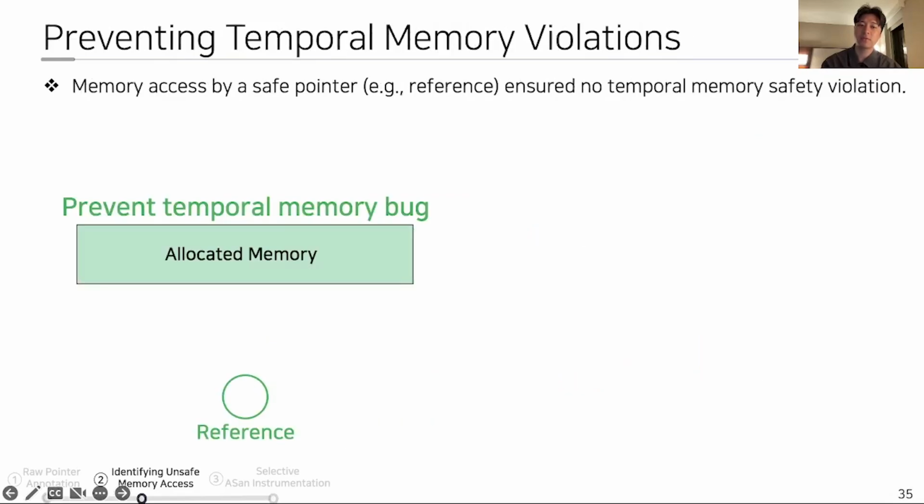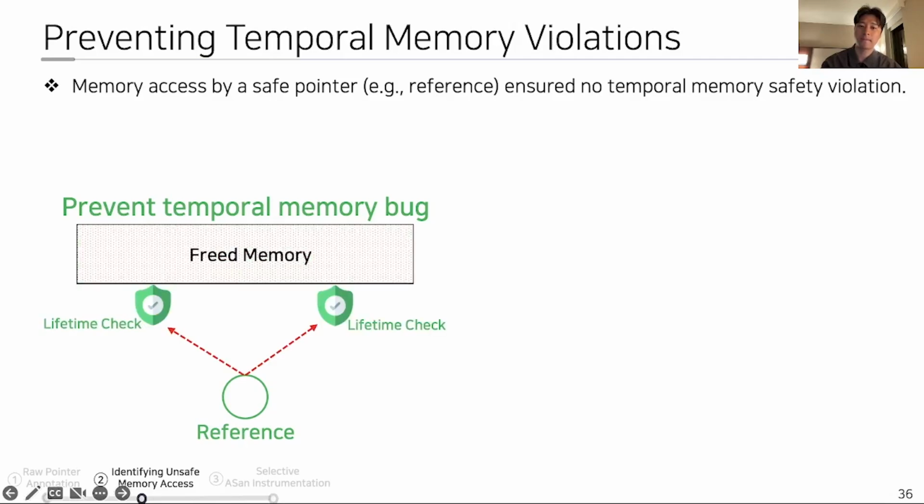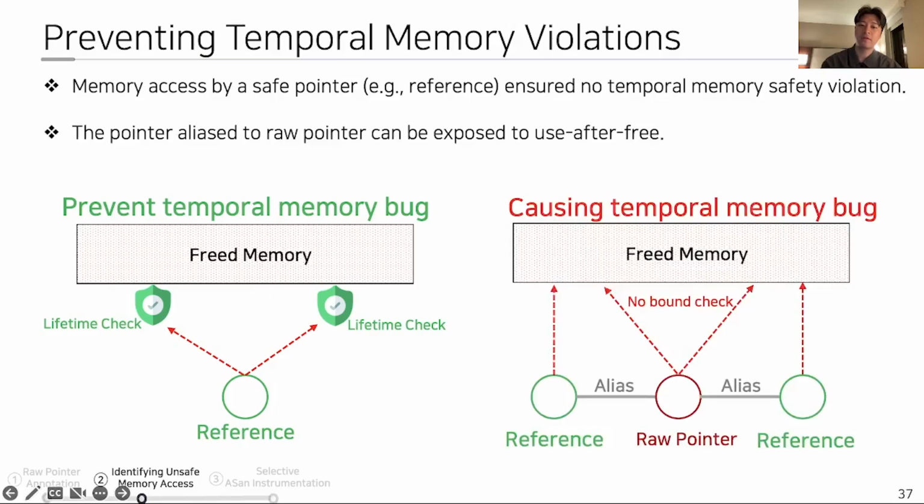However, in the case of temporal memory bugs, ERASAN needs to check not only raw pointers but also alias pointers with raw pointers. And here is an example. Rust prevents use after free and double free through its lifetime safety rules. However, when a safe pointer and a raw pointer are in an alias relationship, they may still be vulnerable to temporal memory violations. This is because raw pointers and their alias pointers are not applied to Rust lifetime safety rules.